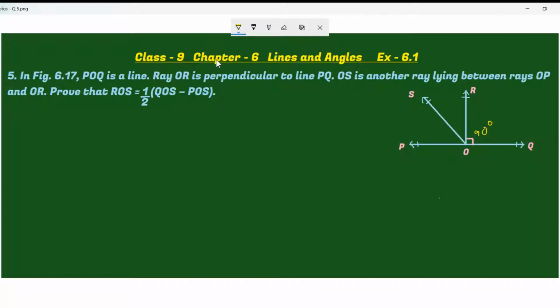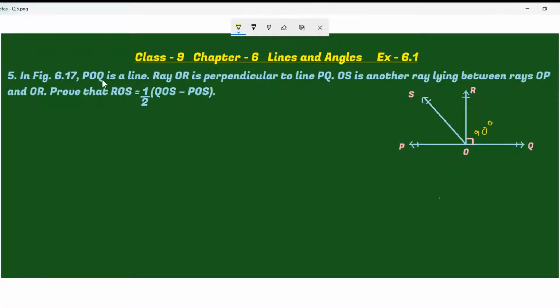Class 9, Chapter 6, Lines and Angles, Exercise 6.1. Question number 5. In figure 6.17, POQ is a line, ray OR is perpendicular to line PQ, OS is another ray lying between rays OP and OR. Prove that angle ROS is equal to half of angle QOS minus angle POS.